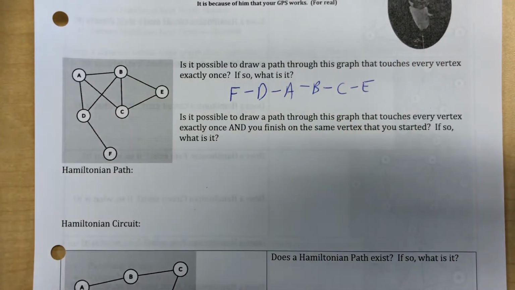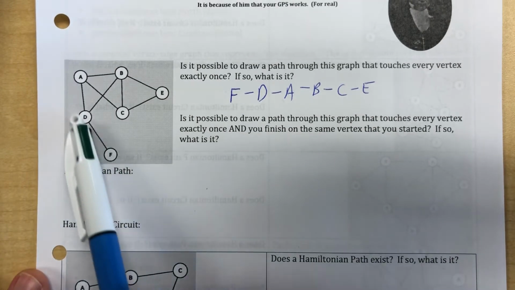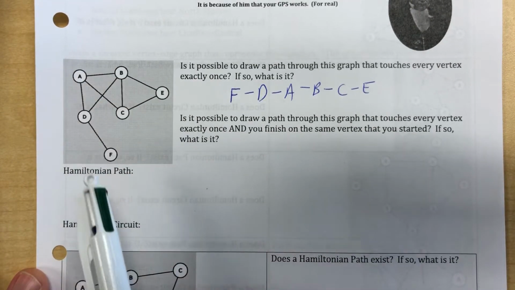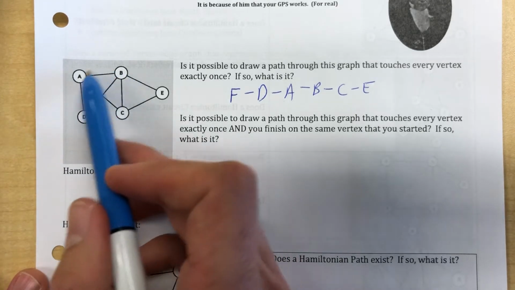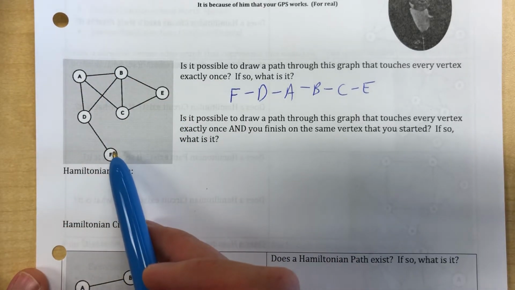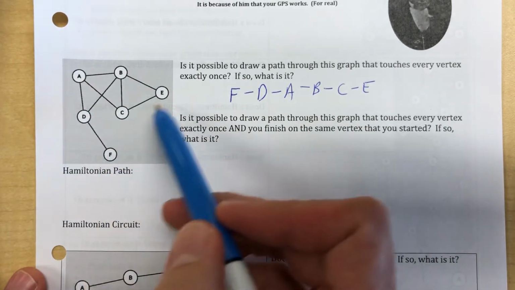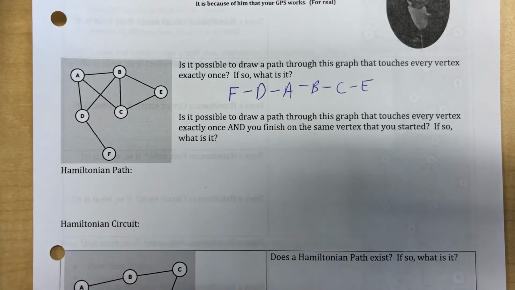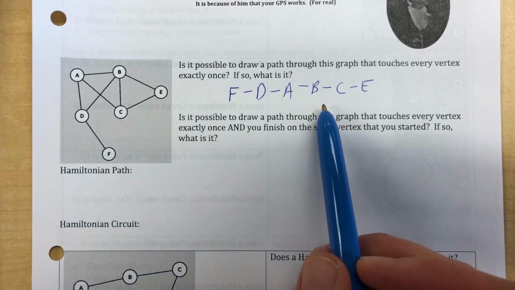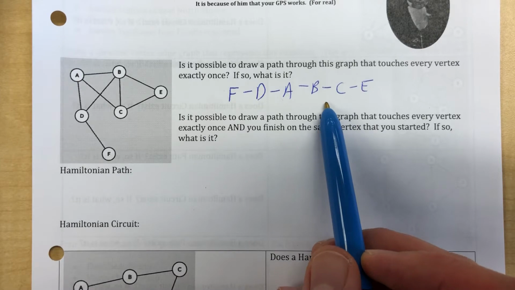Okay, that is not the only answer. I could go F, D, A, C, B, E. I can go F, D, B, A, C, E. I could go F, D, B, E, C, A. There's a lot of stuff I can do. I can say everything I just said in reverse. All those, there's a lot of answers. So this is a Hamiltonian path, not an Euler path.